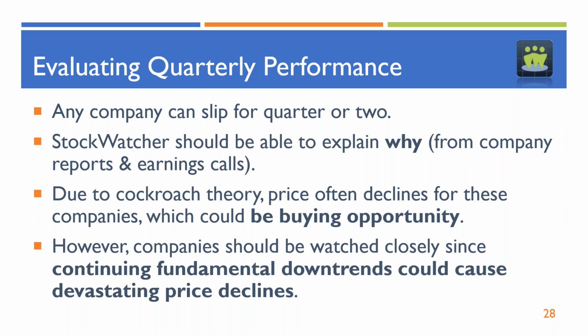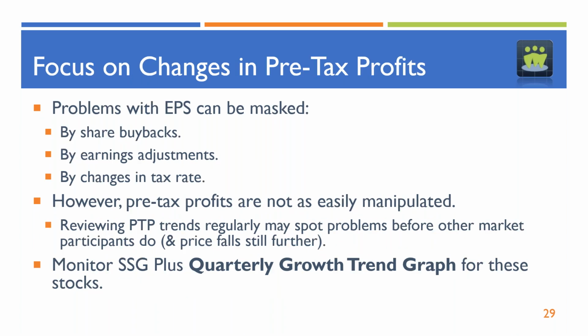However, in any case, you want to be watching the fundamentals pretty closely, because if they continue on that downtrend, then we're going to be dealing with those devastating price declines that we're trying to avoid. As I mentioned, problems with earnings per share falloffs can be masked. If you're not paying attention and you don't know that the company is buying back all of these shares, this has boosted their earnings per share growth or mitigated the decline that comes from the fundamental problems.